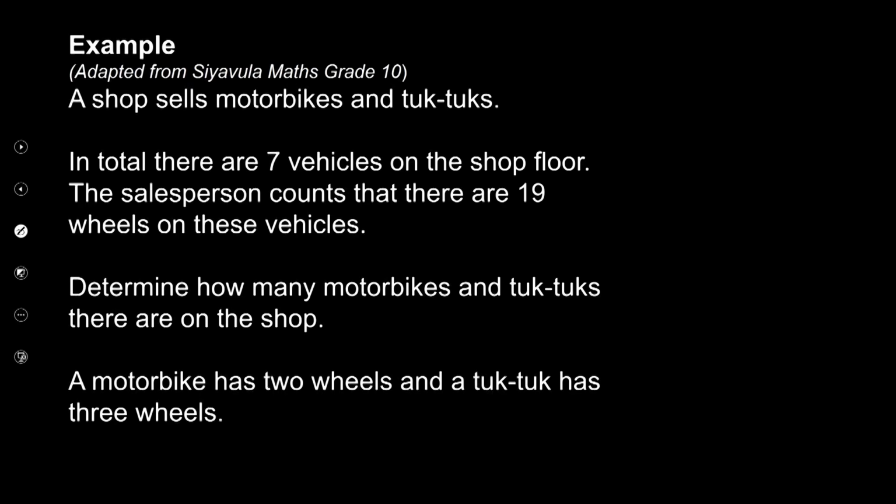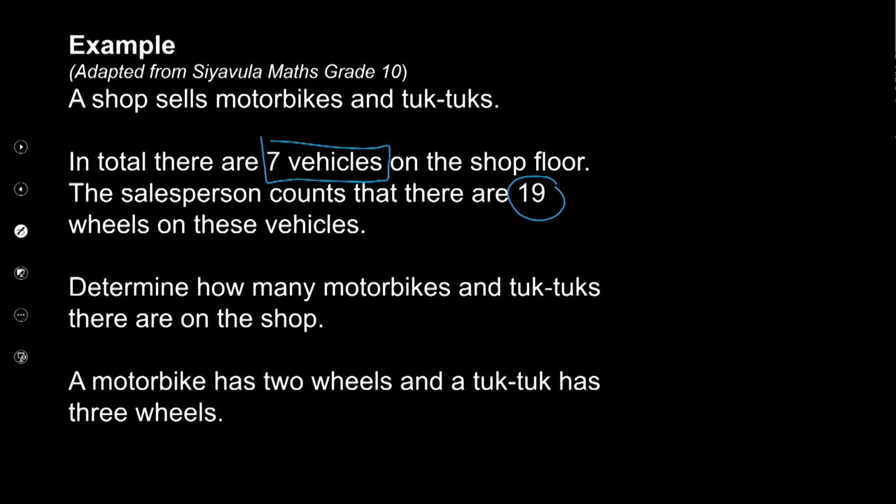Now, one question again that is adapted from the Siyavula platform for grade 10 says that in total, there are 7 vehicles. Now remember, a vehicle can mean a lot of things, right? A motorbike is a vehicle, a bicycle is a vehicle, a car is a vehicle, a bus is a vehicle on the shop floor. Now the salesperson counts that there are a total of 19 wheels on all these vehicles, no matter what the different vehicles are.